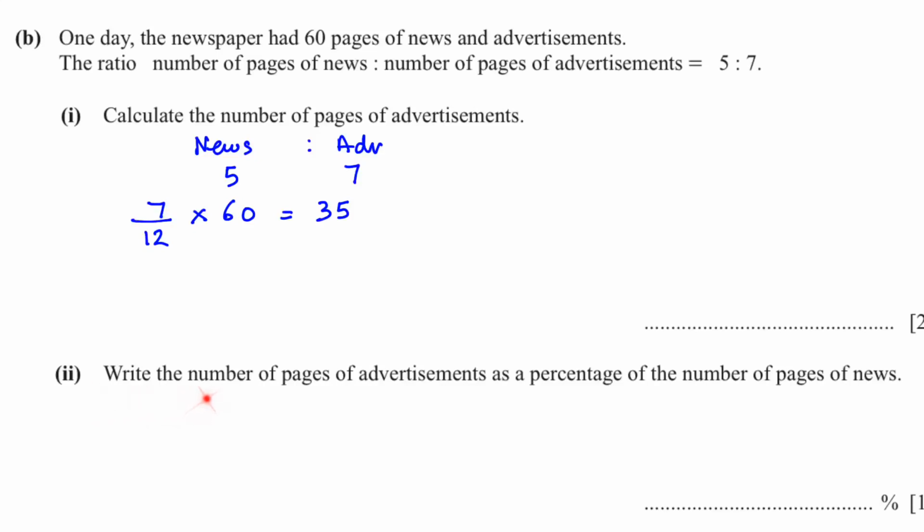B2, write the number of pages of advertisement as a percentage of the number of pages of news. So the number of pages of advertisement will come on the top, which we found already is 35. And the number of pages of news will be, the total pages were 60. So 60 minus 35 will give us 25. And whenever we have to write as a percentage, we times by 100. So it will give us 140%.